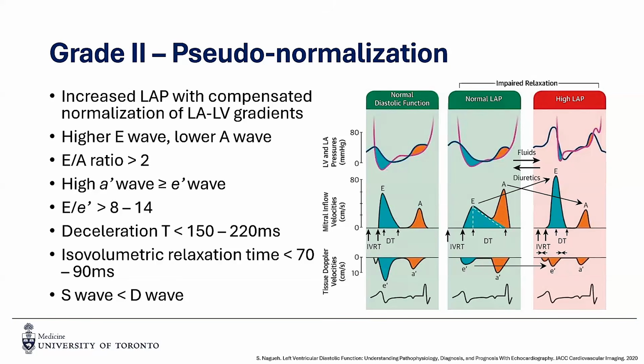And so the overall teaching point here in grade 2 is that even though your mitral inflow seems normal or pseudo-normal, the tissue Doppler, your E over E prime ratio, and your pulmonary vein flow all suggest that your relaxation is impaired and now your left atrial pressure is rising. And so this is the stage where we have to look outside of your E to A ratios in order to determine diastolic function.